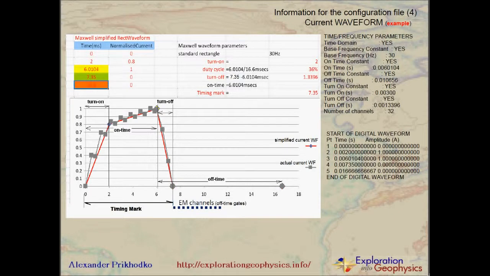This picture explains in detail how to manage waveform parameters. These are two sections of the Maxwell configuration file, time parameters and digital waveform, which have to be filled up based on the waveform. Each VTEM survey report is accompanied by a waveform database file.